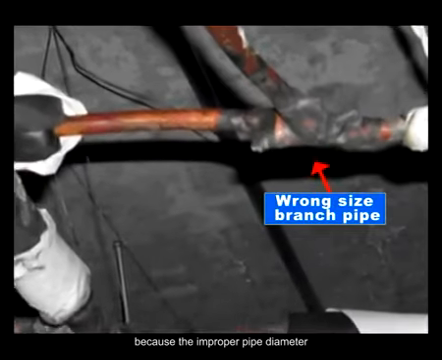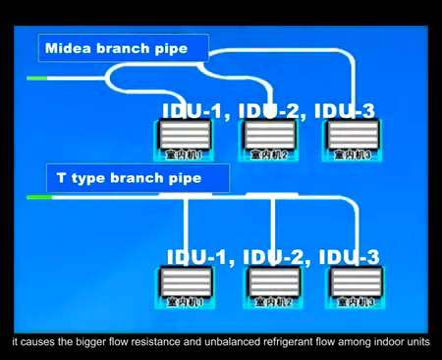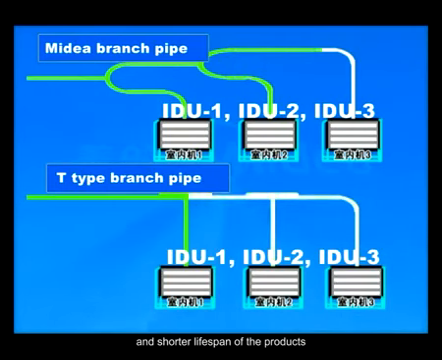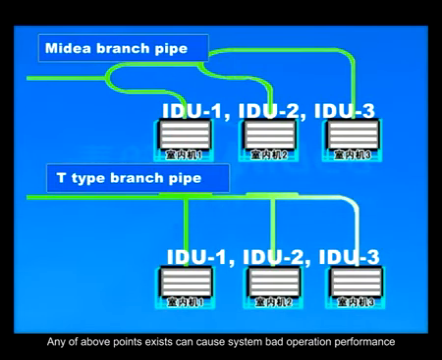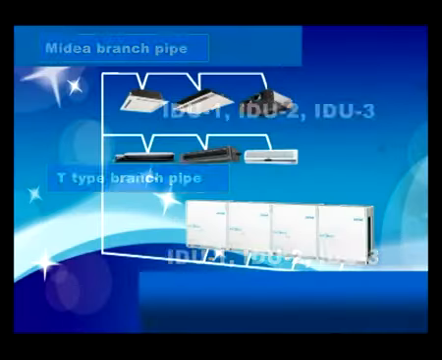Because an improper pipe diameter, electronic expansion valve, or branch joint is used, it causes bigger flow resistance, unbalanced refrigerant flow among indoor units, and a shorter lifespan of the products. Any of the above points can cause bad system operation performance. You must absolutely correct the mistake.